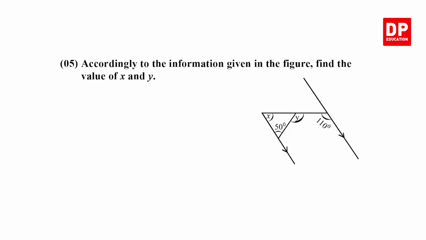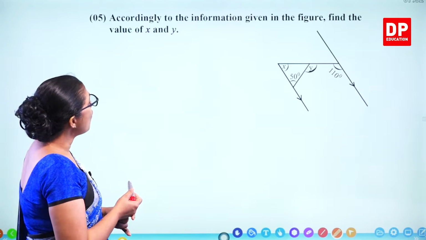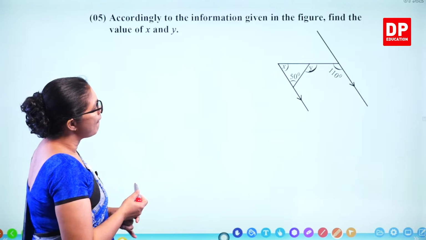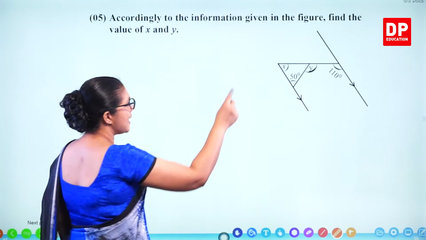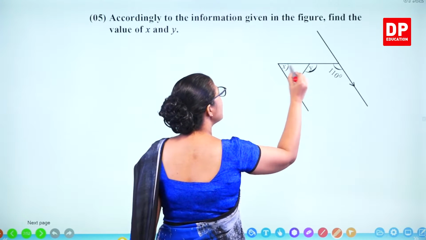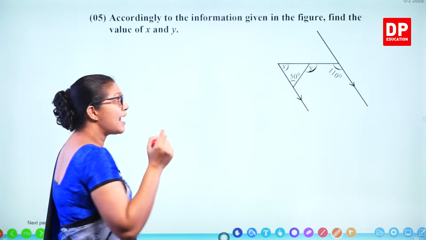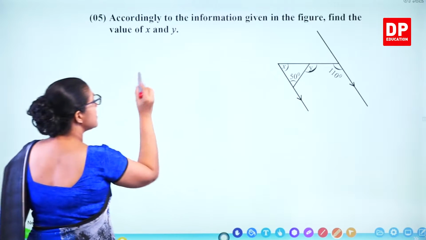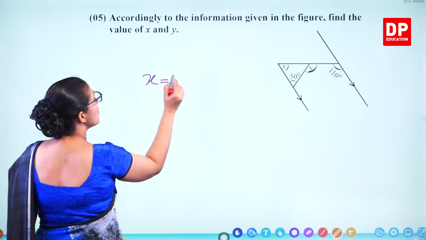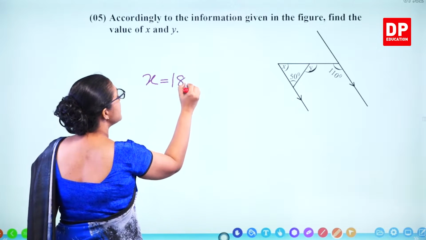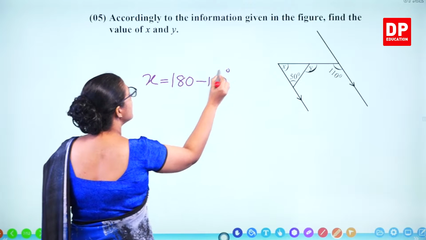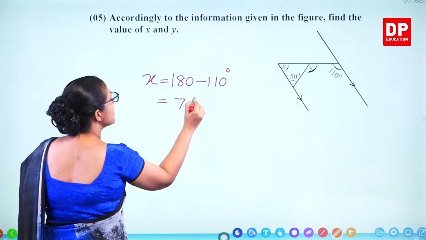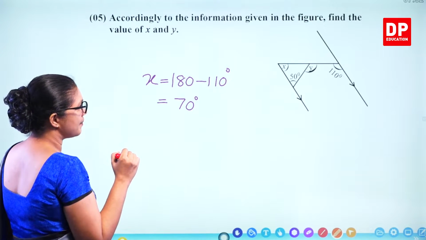Question number 5. According to the information given in the figure, find the value of x and y. 2 parallel lines are given. Here, what can you say about x and 110? Those are allied angles. Allied angles add up to 180. So x becomes 180 minus 110. You can get straight away 70 degrees is x.